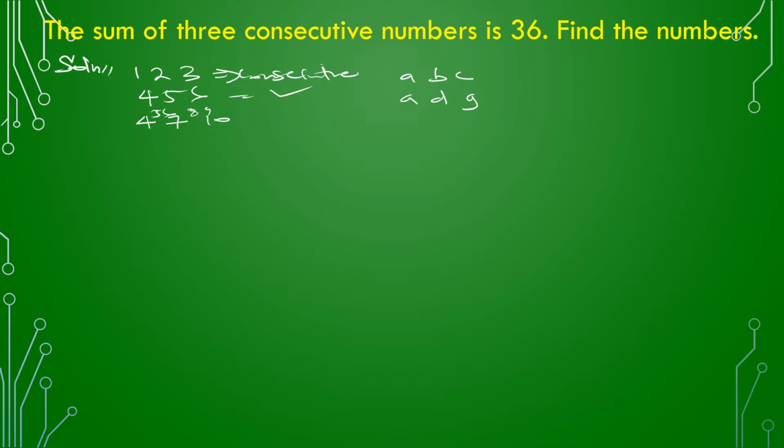Most times, the second number is more than the first number by 1. Okay, example 1, 2, 3. If you check, this 1 plus 1 is equal to 2, and this 2 plus 1 is equal to 3. Okay, so let's proceed to solve the problem. So now you know the meaning of consecutive, so let us solve.